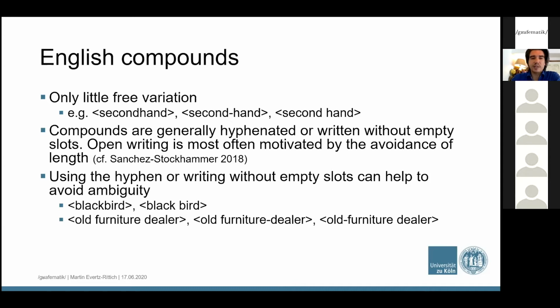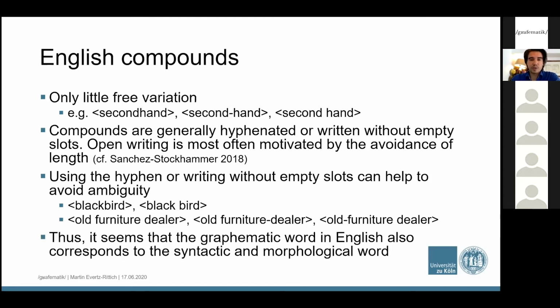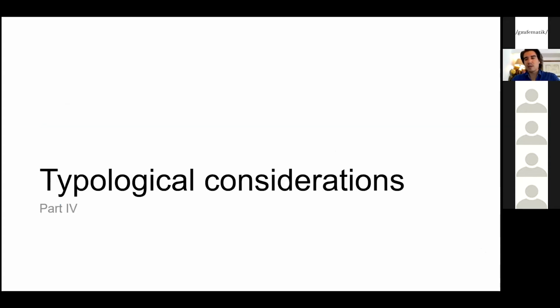And you can see that using the hyphen or writing without empty slots can help to avoid ambiguity. So you can distinguish between "blackbird" versus the phrase "a black bird". Or you can distinguish a furniture dealer who's old versus a dealer of old furniture. So it seems that the graphematic word in English also corresponds to the syntactic and morphological word, just like in German.